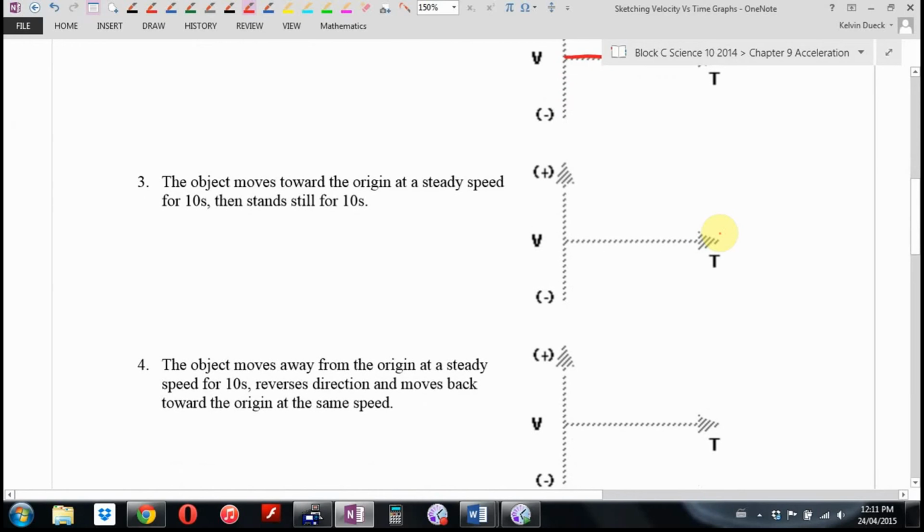The object moves towards the origin. Okay, I think now it's coming backwards towards us. Then it stands still for 10 seconds. I would look for something like this. Oh, at a constant speed. It can't be slanty. It moves towards the origin for 10 seconds. And then what does it do for the next 10 seconds?